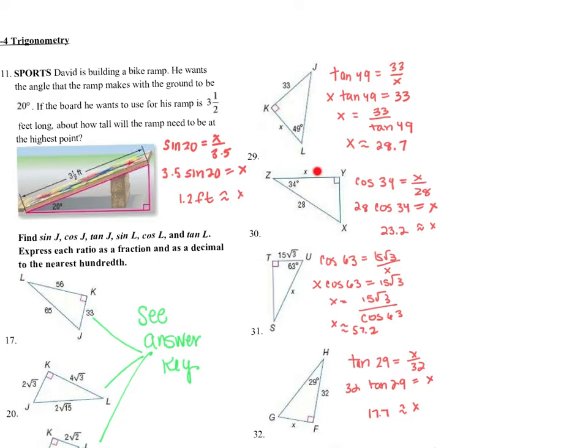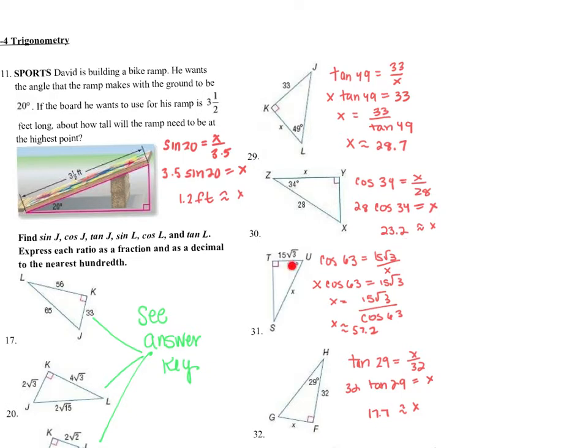In the next problem, we're given angle 34 right here, and then we are given the hypotenuse, and we are looking for the adjacent, and so that's going to be cosine. So cosine of 34 is equal to the adjacent, which is x, divided by the hypotenuse, which is 28. And cross multiplying is going to give us 28 times the cosine of 34, and that's what we're going to put into our calculator to get approximately 23.2.